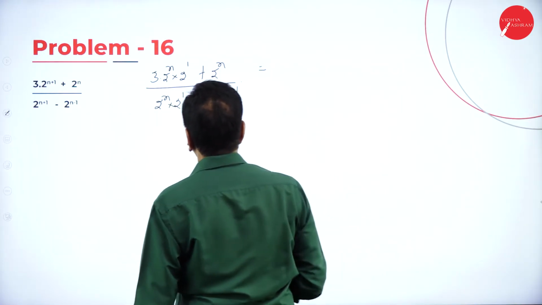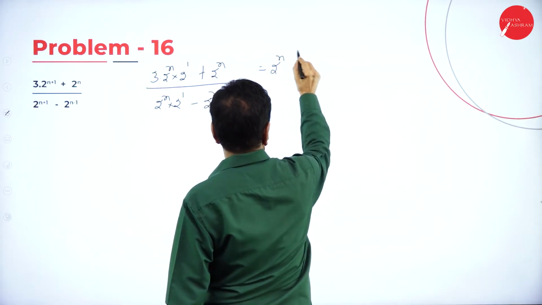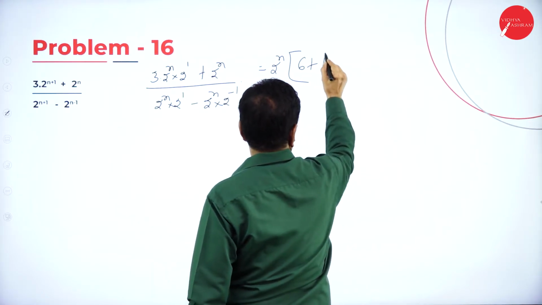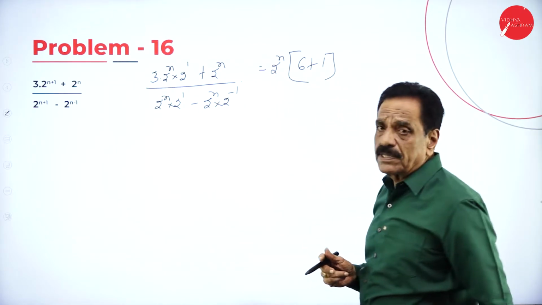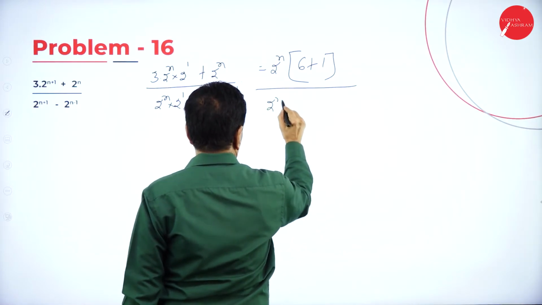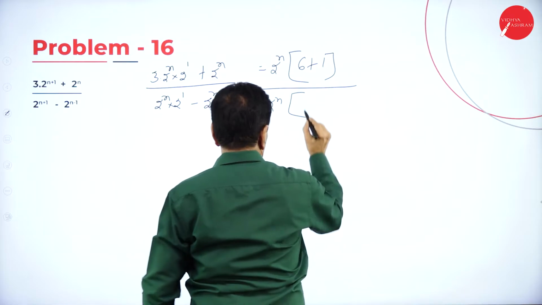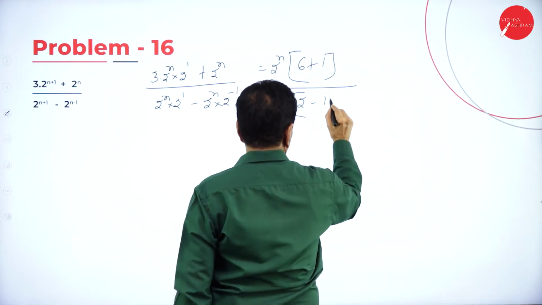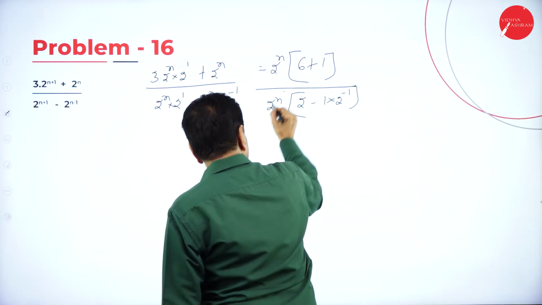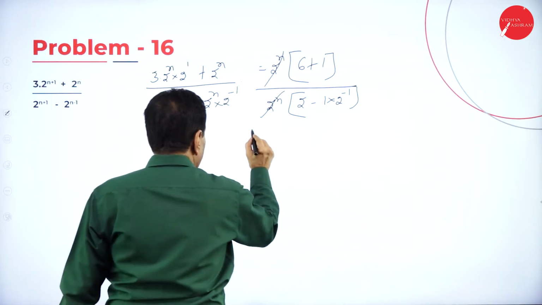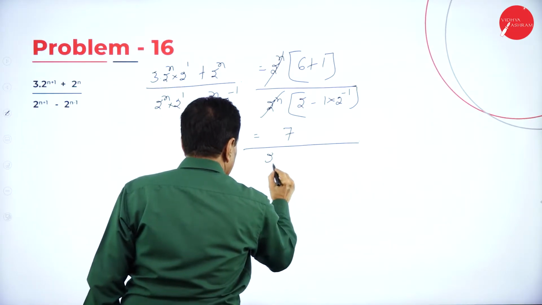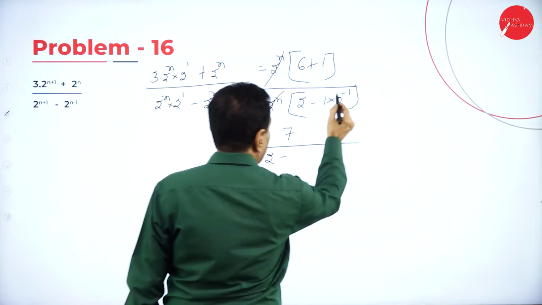Simplify this. You take the 2 to the power of n outside, left over 3 into 2 is 6. Ones are, we have taken 2 to the power of n as common, so ones are, come back here. You take 2 to the power of n as a common. What is left over? This is 2 minus 1 into 2 to the power of minus 1. Cancel this. What is left over? 7 divided by 2 minus 1 into 1 by 2.